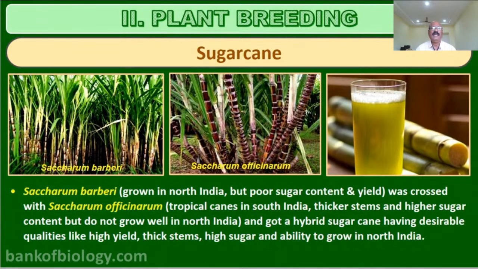Saccharum barberi, grown in North India but with poor sugar content and yield, was crossed with Saccharum officinarum, the tropical canes of South India, which have thicker stems and higher sugar content but do not grow well in North India. This gave a hybrid sugarcane having desirable qualities like high yield, thick stems, high sugar, and ability to grow in North India. So, by crossing these two species, a high yielding variety was developed in the sugarcane research institute.